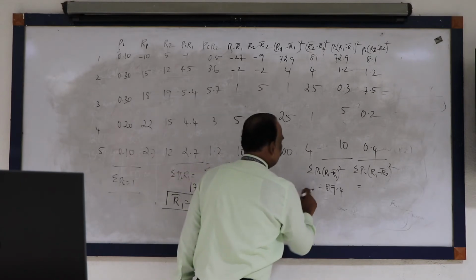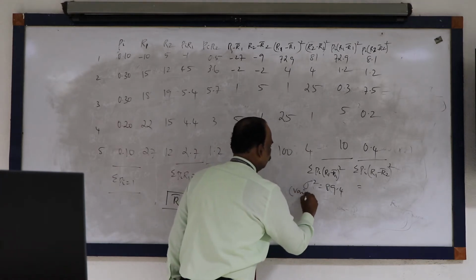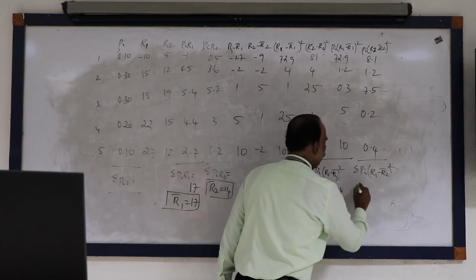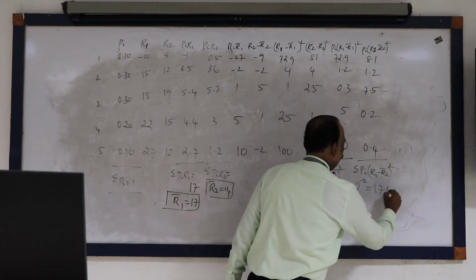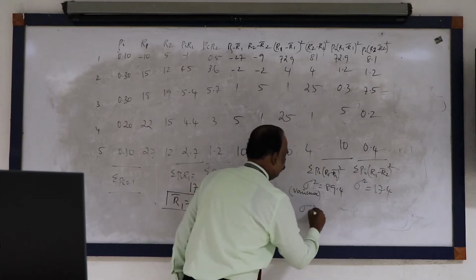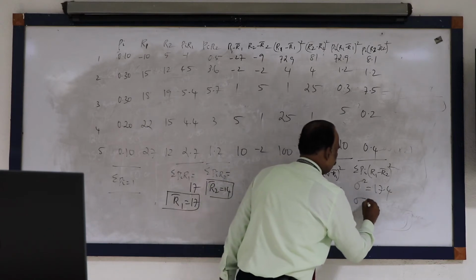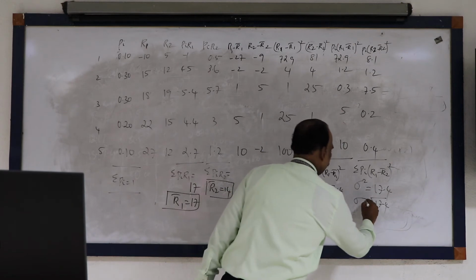89.4. This is called standard deviation square, or we call it variance. Standard deviation square or variance is 89.4 and 17.4. So standard deviation is equal to root of 89.4, and standard deviation is equal to root of 17.4.